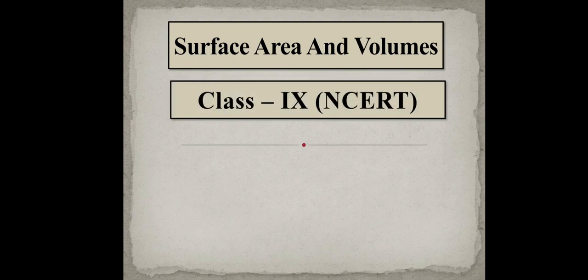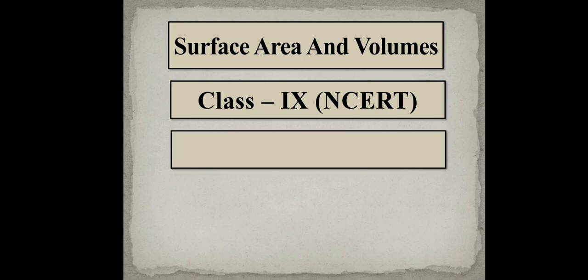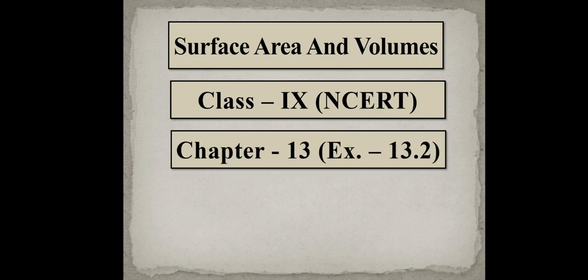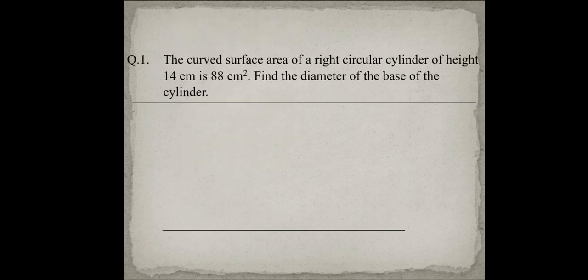In this video, we will do surface area and volume chapter number 13, in which we will do exercise 13.2. In this exercise, we will solve all questions related to cylinder's area. In the first question, the curved surface area of a right circular cylinder of height 14 centimeter is 88 centimeter square. Find the diameter of the base of the cylinder.